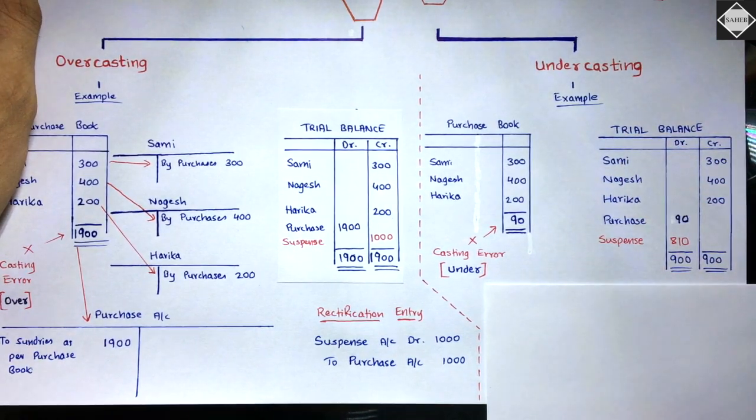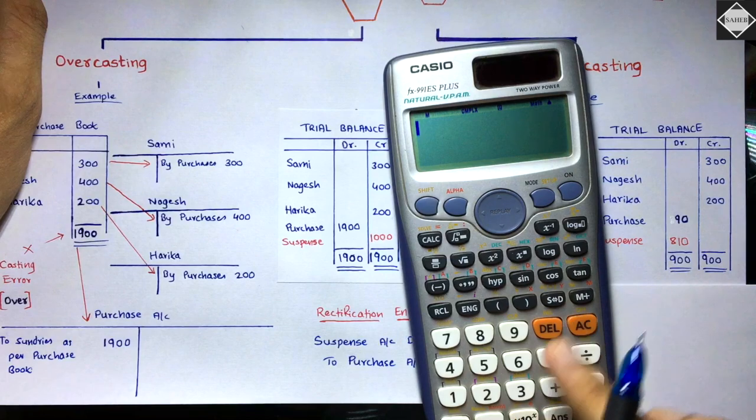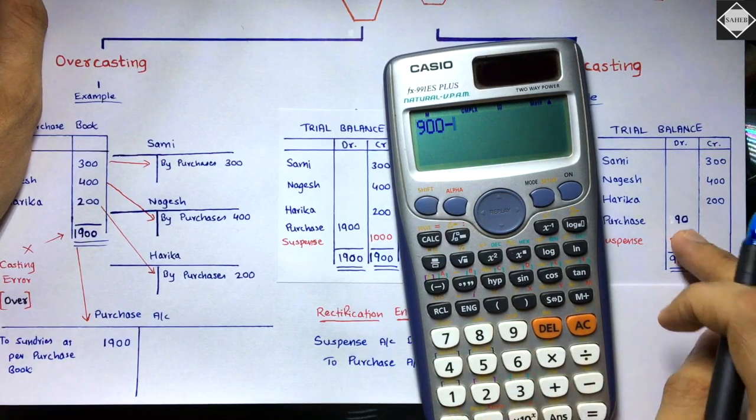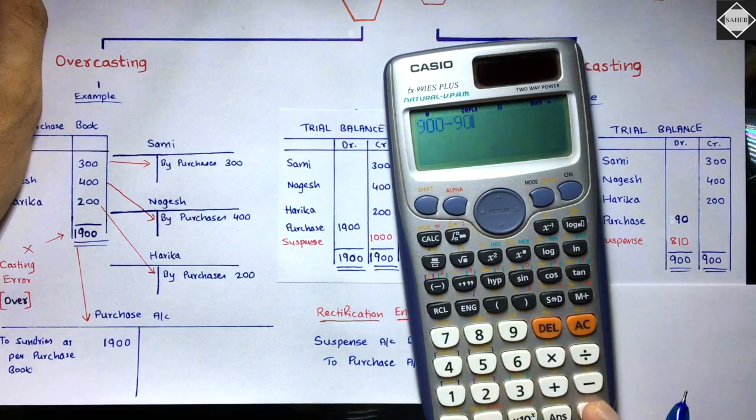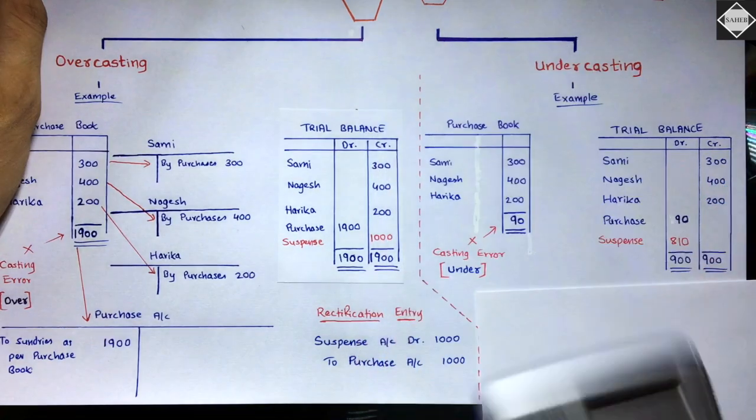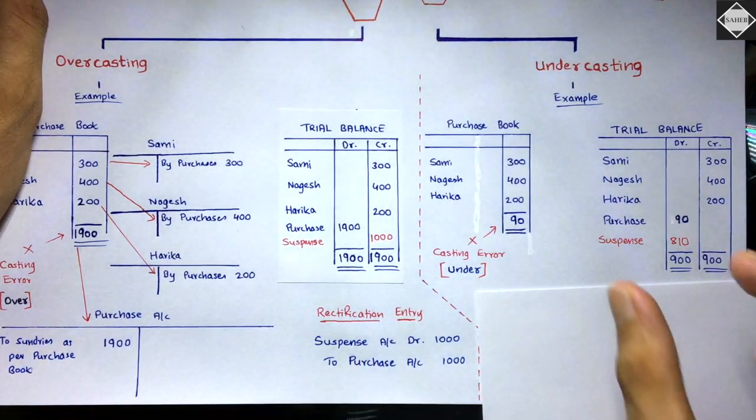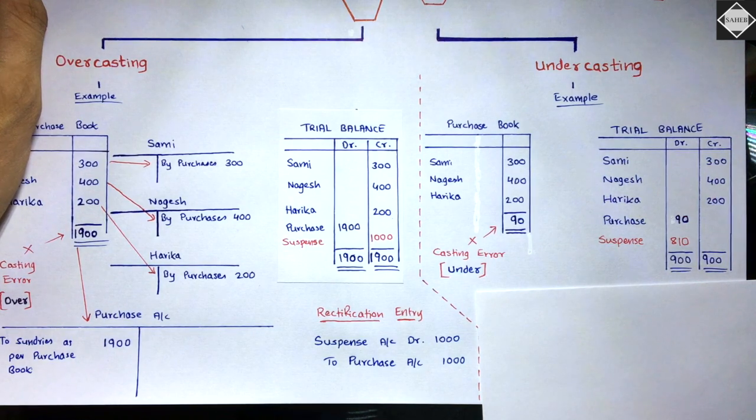900 is equal to 900, isn't it? How much is the shortage? See, it's really simple. 900 minus, on the debit you have only 90, so minus 90, that's equal to 810. So that 810 shortage will be filled up by the suspense account and the trial balance is tallied. Is that clear? Now how will we pass the rectification entry?